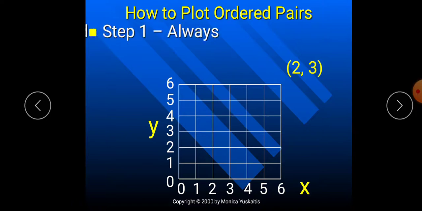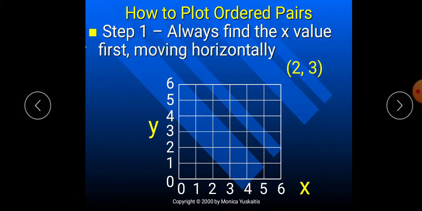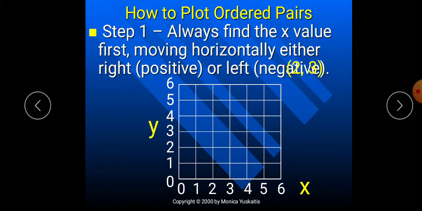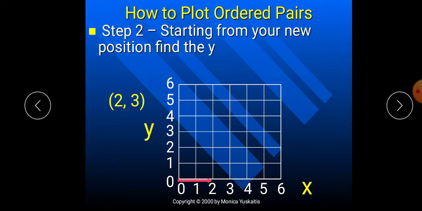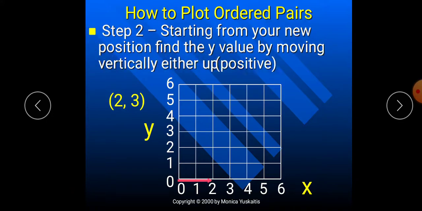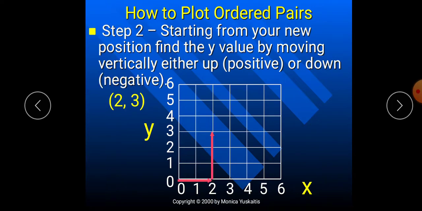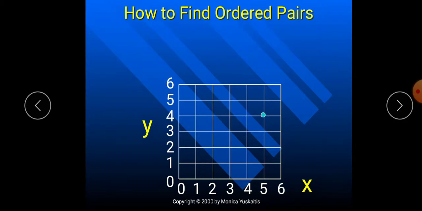Step 1: always find the x value horizontally, moving left or right. Step 2: starting from 0, at your new position, find the y value by moving 3. So 2 comma 3 is found like this. It's very easy to find out. This point is called 2 comma 3.